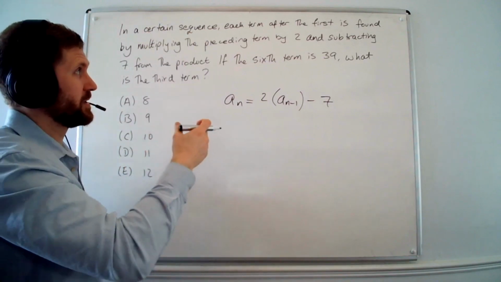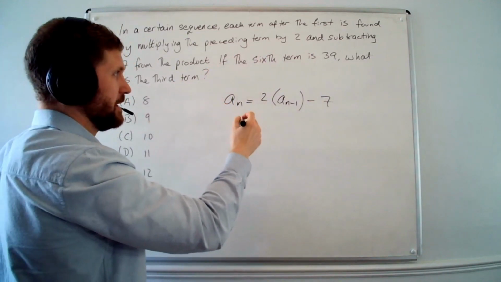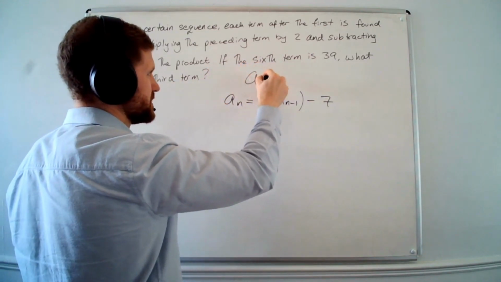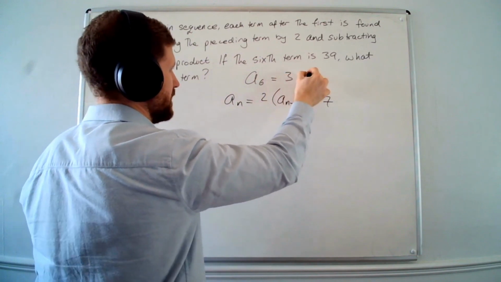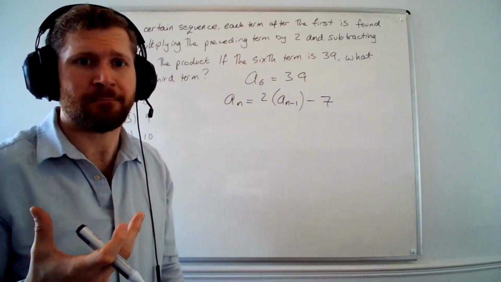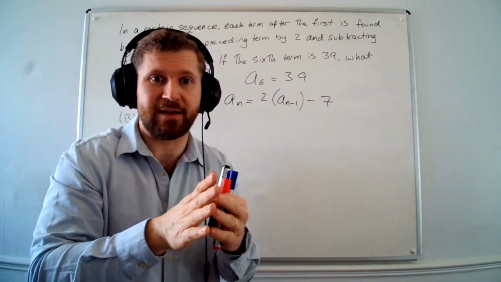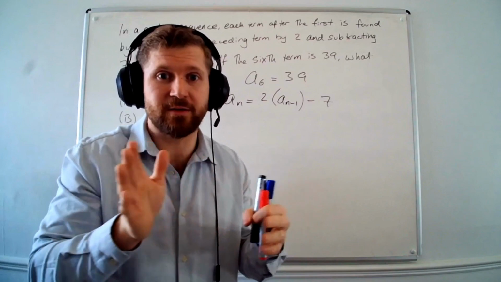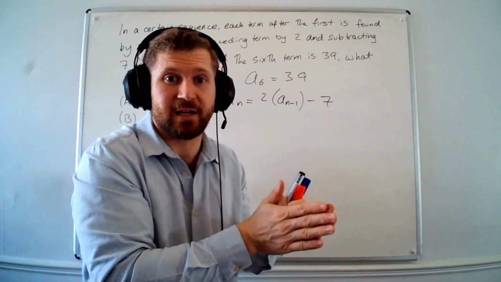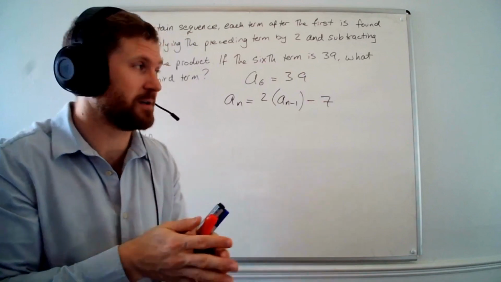Now the rest of the question says if the sixth term is 39, what is the third term? This time I'm going to put this up here because I'm going to use it a little later. We get told the sixth term is 39, and I want to know the third term. In the last question, we were going from A6 up to A11, or from A6 up to A16. We were always moving forward. This time, I'm moving backwards. I have the sixth term. I want to go down to the third term.